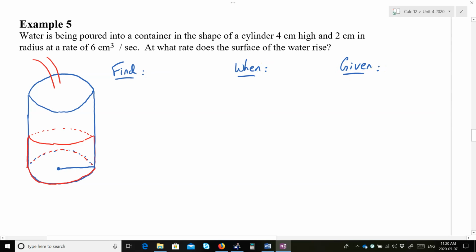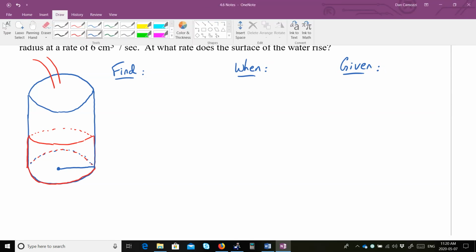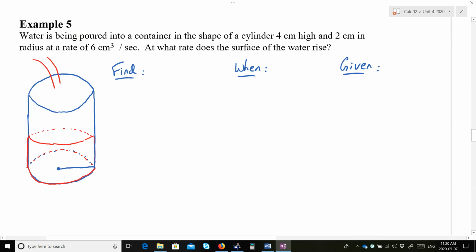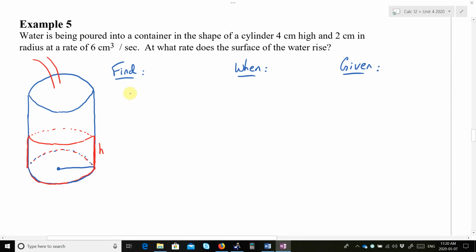Okay, and so notice the question says, at what rate does the surface of the water rise? So we have to come up with a description of that, and that's the height of the water. Okay, so water like this is being poured in, and the height is increasing, right? At what rate does the surface of the water rise? So we want to know the change in height of the water with respect to time.